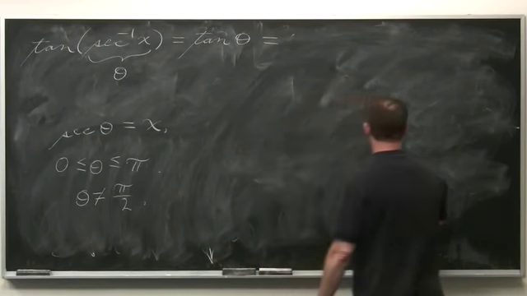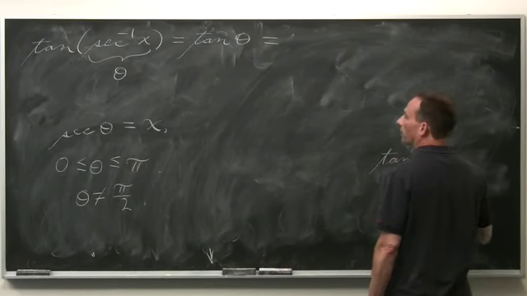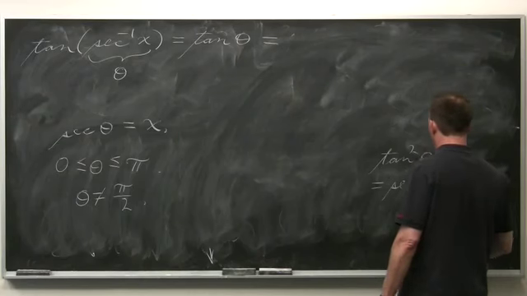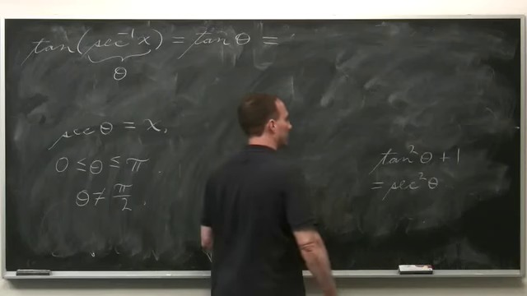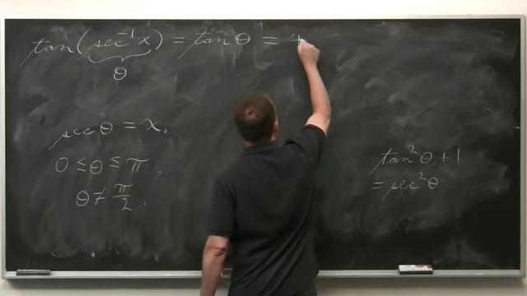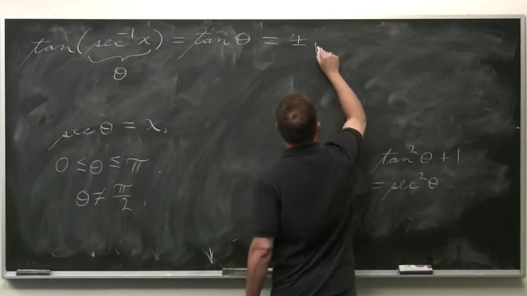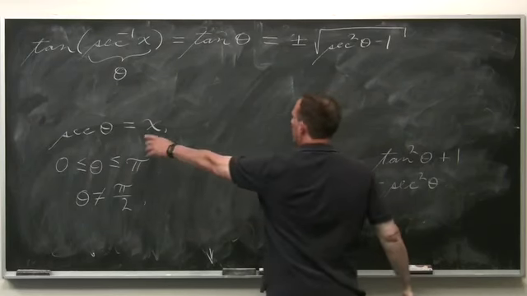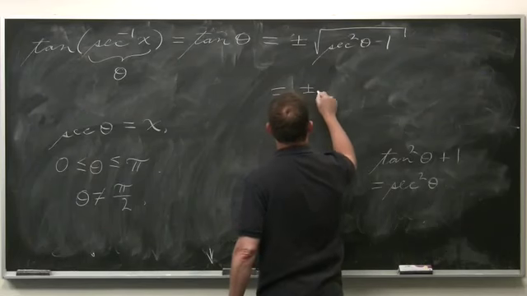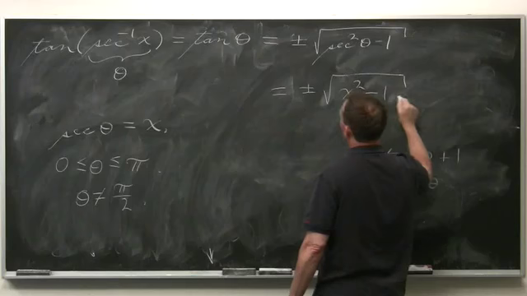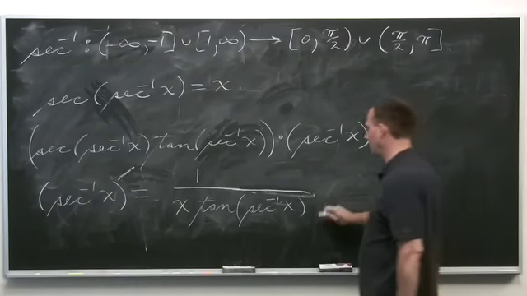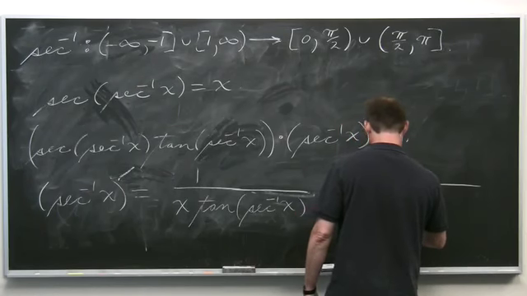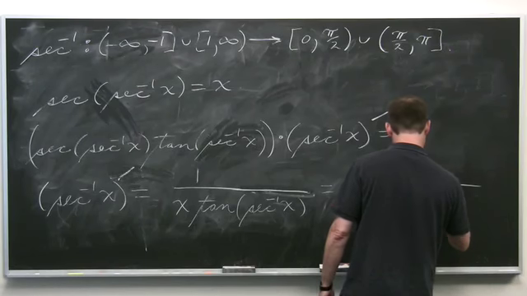Well, you use that tan squared theta plus 1 equals secant squared theta, which means subtract 1 from both sides, take square roots, you get a plus or minus. So tan theta is plus or minus the square root of secant squared theta minus 1, but secant theta is x, so this is plus or minus the square root of x squared minus 1. Good, so what we get is that this is 1 over plus or minus x times the square root of x squared minus 1.